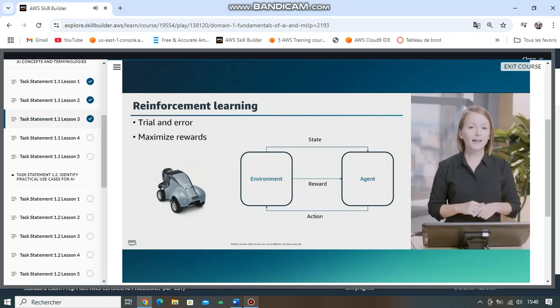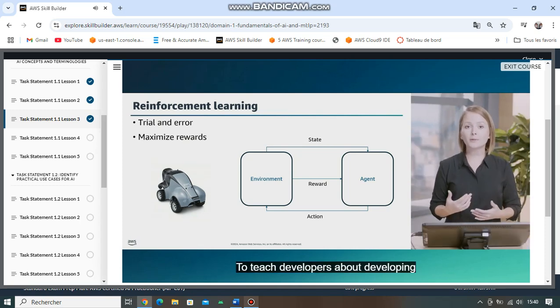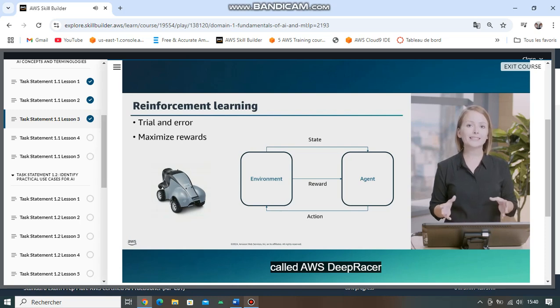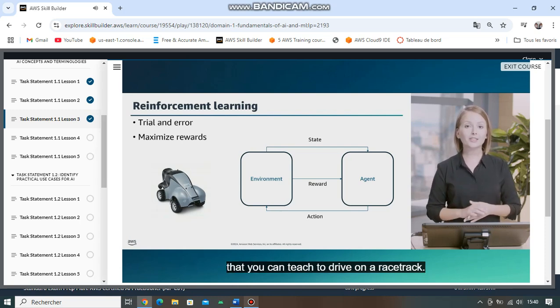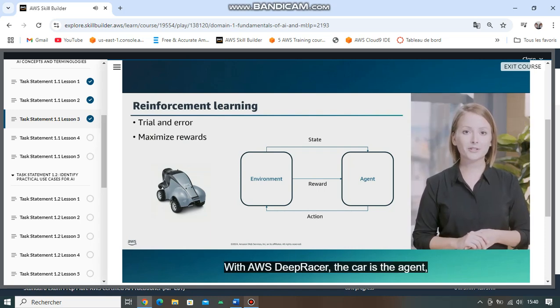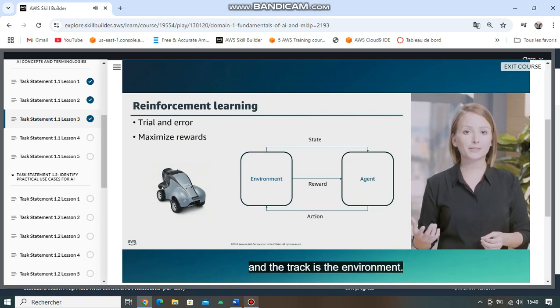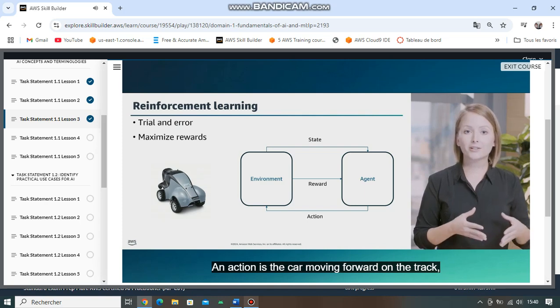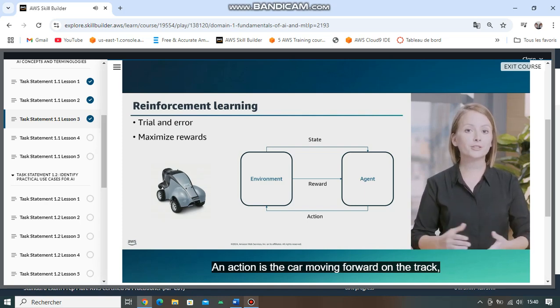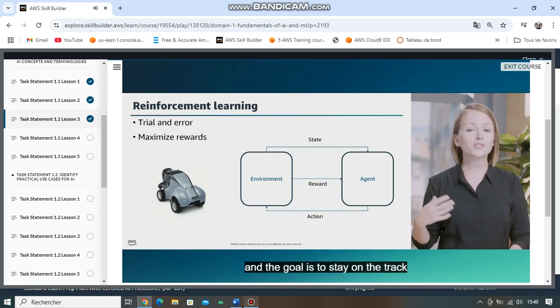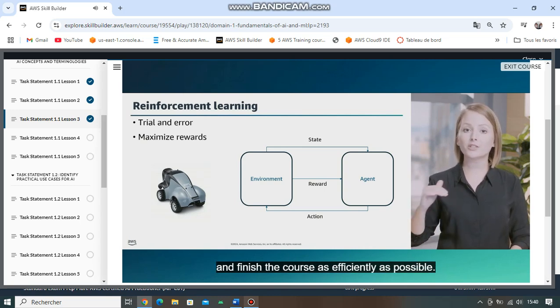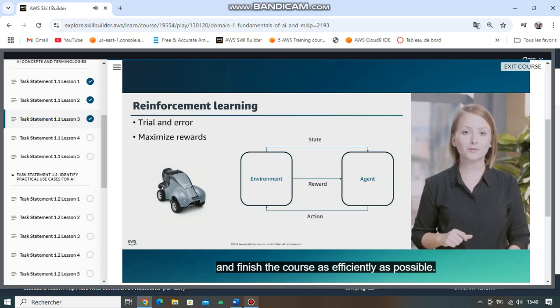To teach developers about developing a reinforcement learning model, Amazon offers a model race car called AWS DeepRacer that you can teach to drive on a racetrack. With AWS DeepRacer, the car is the agent and the track is the environment. An action is the car moving forward on the track, and the goal is to stay on the track and finish the course as efficiently as possible.